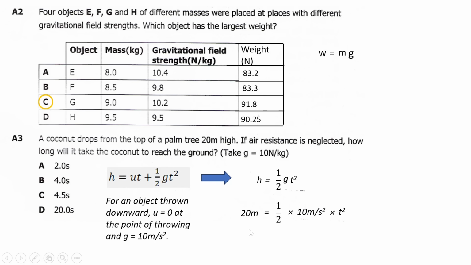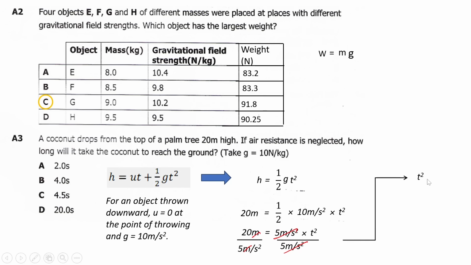Then you say 20 is equal to half times 10, which will be 5 meters per second squared, times time squared. Now you're looking for time. So you divide this side by 5 meters per second squared and this side by 5 meters per second squared, so that once you do that, you must realize that this and this will cancel, then this and this will cancel. Then you say now you come this side, so you have made this the subject of the formula.